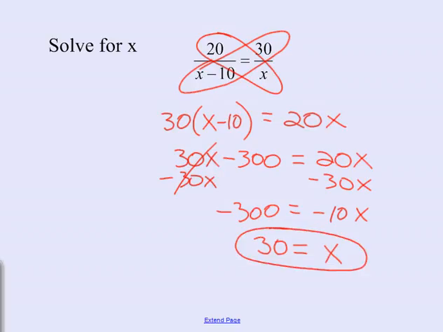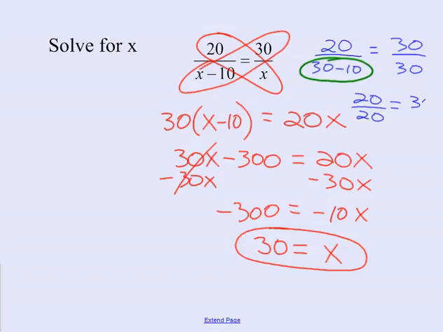We can verify that this is the correct answer by plugging it back into the original proportion. Let's do this to make sure. We started out with 20 over x minus 10. Well, since x is now 30, we have 30 minus 10. And the right side, we had 30 over x, and of course x is 30. Well, as you can see here, 30 minus 10 is going to be 20. So we're going to end up with 20 over 20 equals 30 over 30, and of course both of those equal 1. So we can substitute our answer back into the original proportion to verify that it is correct.